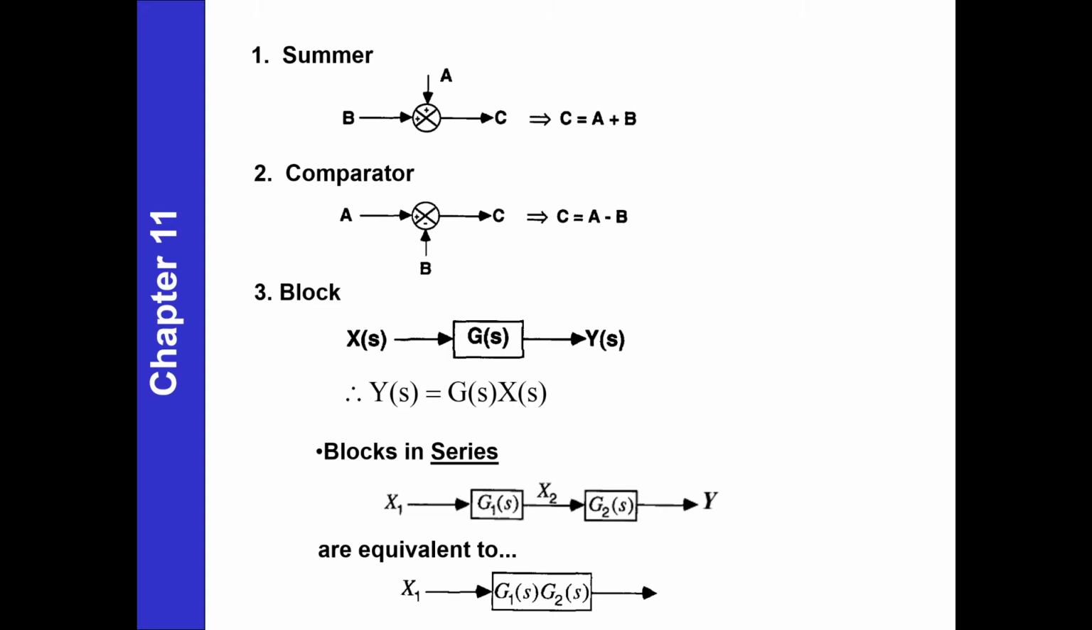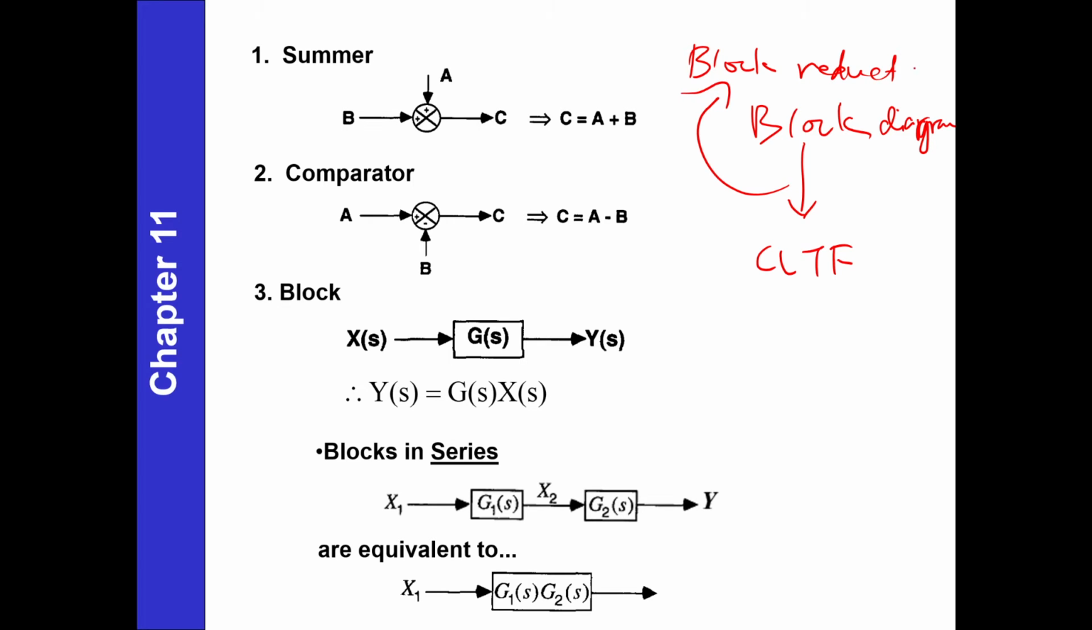So this is a start off when we want to do a block diagram reduction. What is block diagram reduction? Block diagram reduction is when, from a block diagram, we want to change into a closed loop transfer function. From block diagram into closed loop transfer function, it is called block diagram reduction.